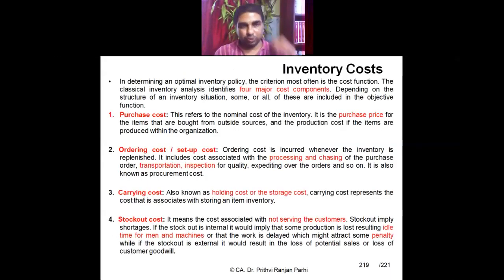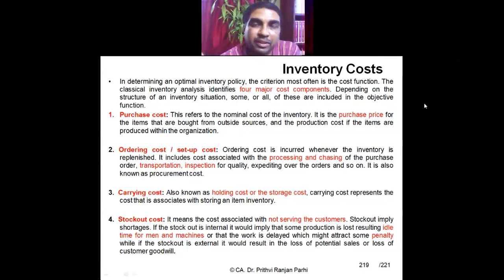These are the costs which are involved in inventory management. One is purchase cost. Whenever you will be purchasing some inventory, you have to pay a price for that. That is called purchase cost. Ordering cost: every time you place an order, you have to process that order. It will involve transportation cost, inspection cost, quality checking cost, all these things. So they are called the ordering cost or setup cost.